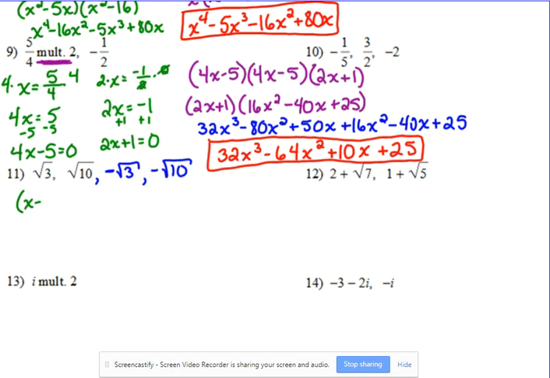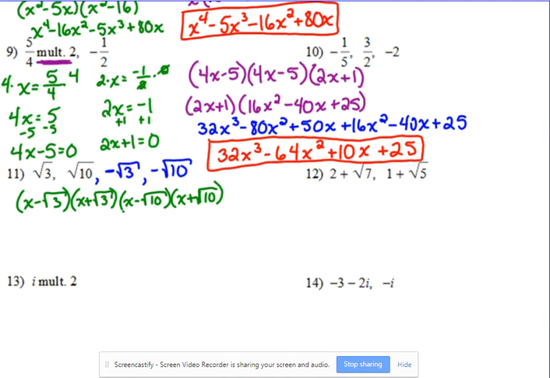We've got x minus the square root of 3, x plus the square root of 3. You do want to pair those together. We've got x minus the square root of 10 times x plus the square root of 10. You do want to pair those together, because what we have is the difference of perfect squares. So the outside and the inside is going to cancel. This isn't really going to be that bad, okay?